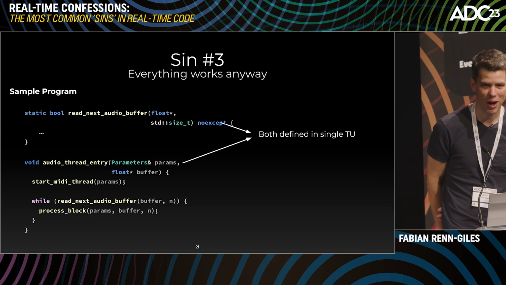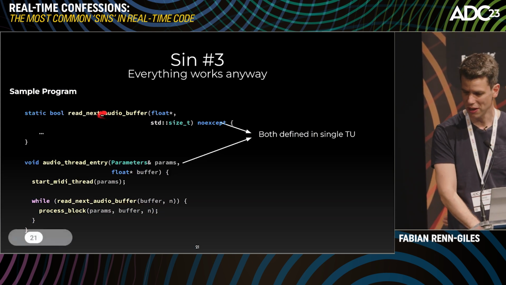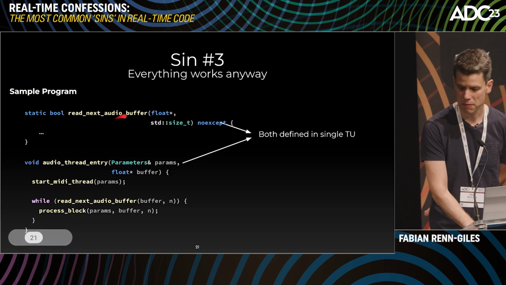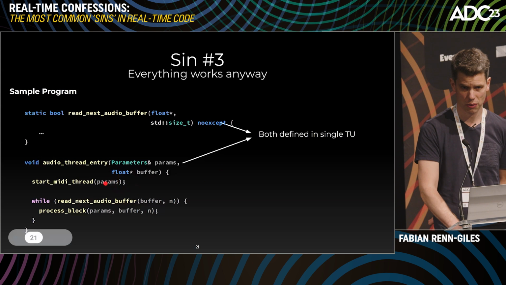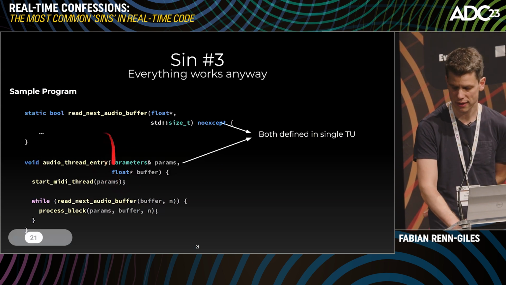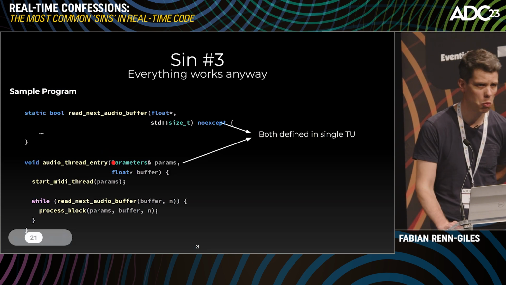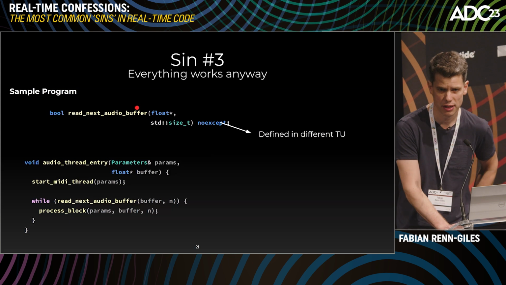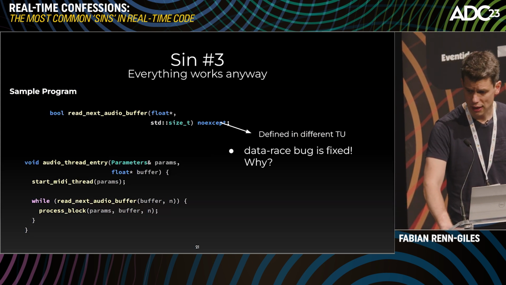Let me show you an example why it might be wise to do it anyway. Same program that we just had before. In that program, it happened to be that read next audio buffer was in the same translation unit as audio thread entry. They were compiled in the same file. Now, at some point in time we change it, we move it into a different translation unit. And all of a sudden that bug that we saw before is gone. The data race bug is fixed.